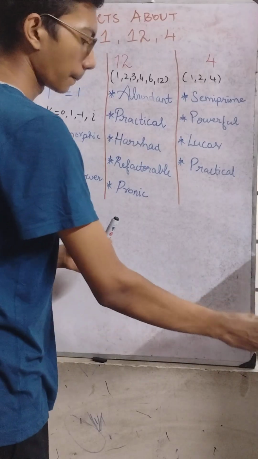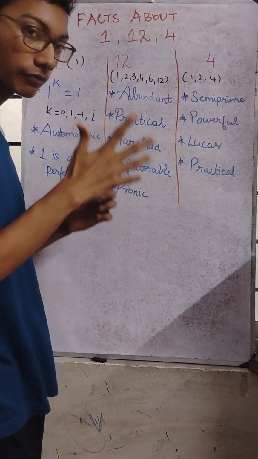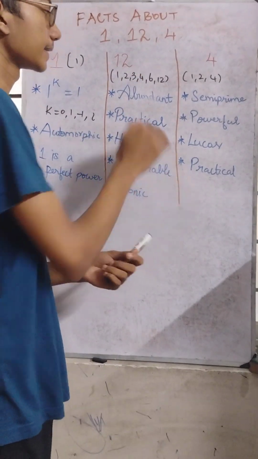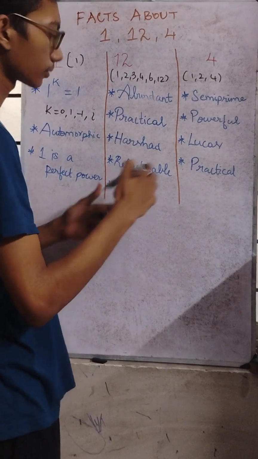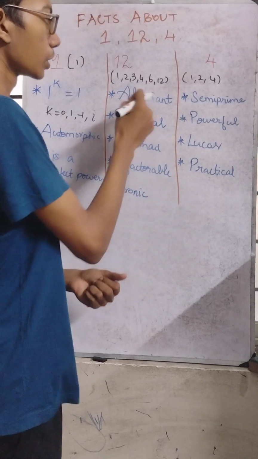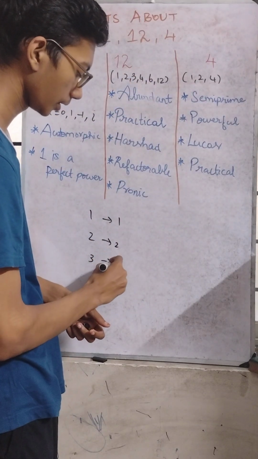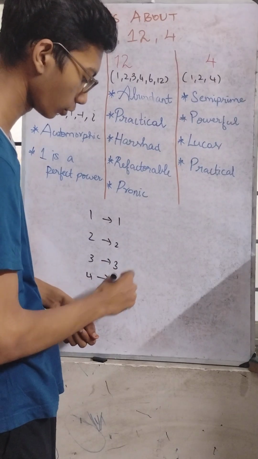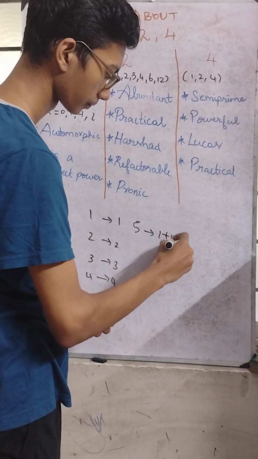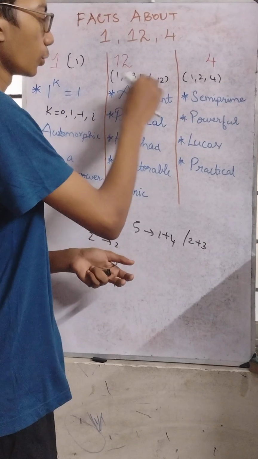The next is practical number. This is a very interesting number because what this means is every positive integer less than 12 can be made as the sum of its divisors. So let's take 1. From these divisors, we need to make those numbers. 1 can be made with just 1. 2 can be made with just 2. 3 has 3. 4 has 4. 5 can be made with the sum of 1 and 4 or 2 plus 3. So 5 can be made with the sum of its divisors.